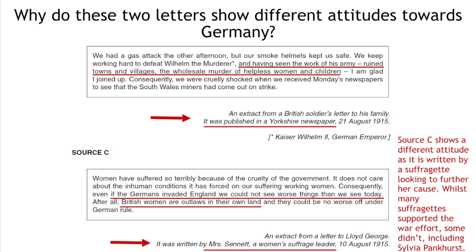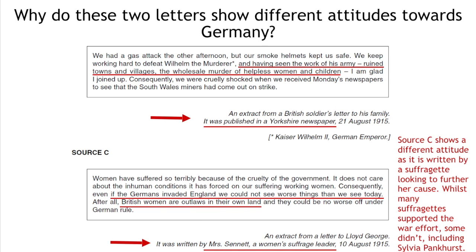So we've got a question here: why do these two letters show different attitudes towards Germany? Well, the key thing there is purpose. What's the purpose of them? That's going to be quite a common thing you need to be asking yourself during this mock: what is the purpose of this source? Why was it made? The purpose of source B is to try and encourage the war effort, to encourage people signing up to fight for the war or to sign up to work in factories and things.